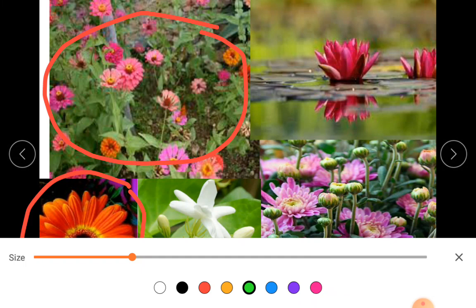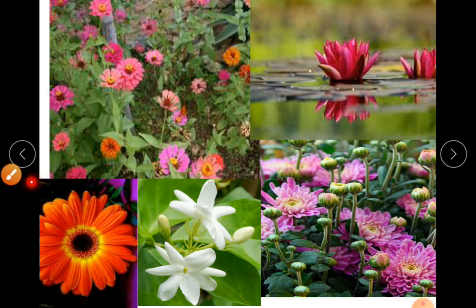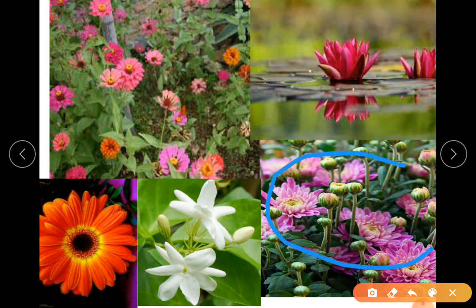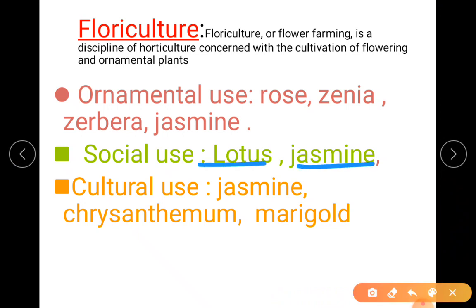Let me change the color for you. This one is the gerbera, which you most commonly find in most of the functions as a decoration. This is your chrysanthemum, sevantige we say, your jasmine and the lotus flower. I've kept a few for you to get the idea. So social use, there is lotus, there is jasmine. Then cultural use again, jasmine, chrysanthemum, marigold.